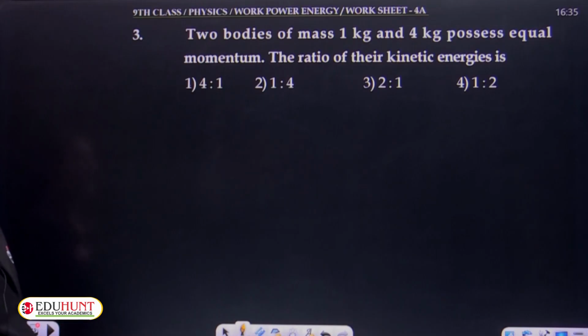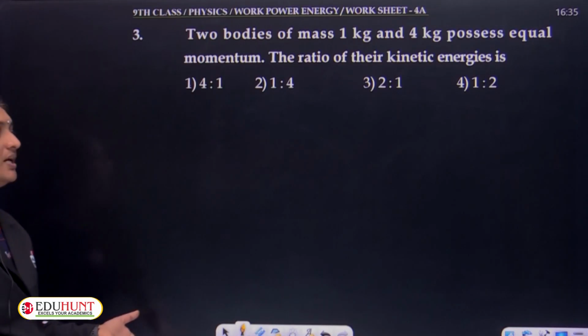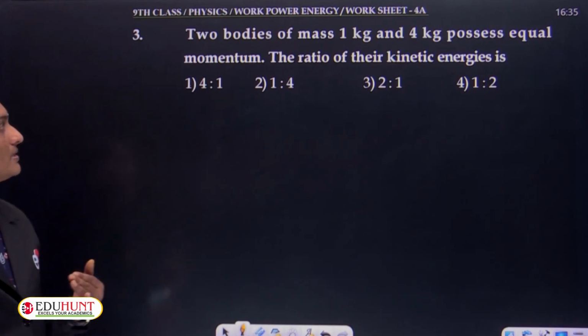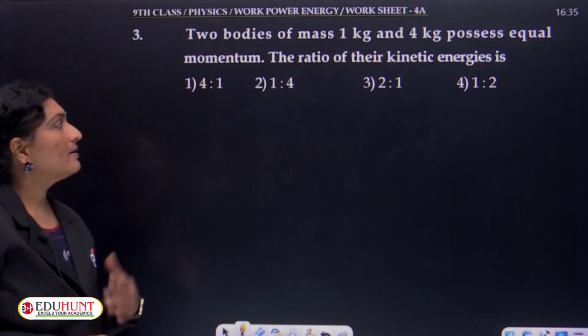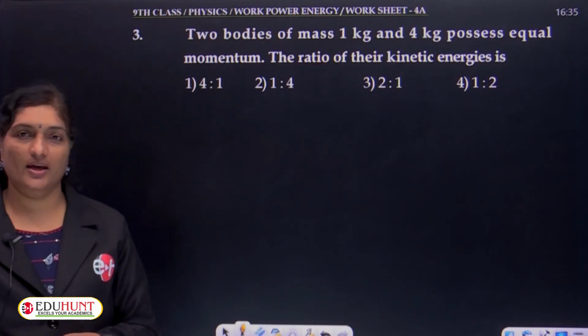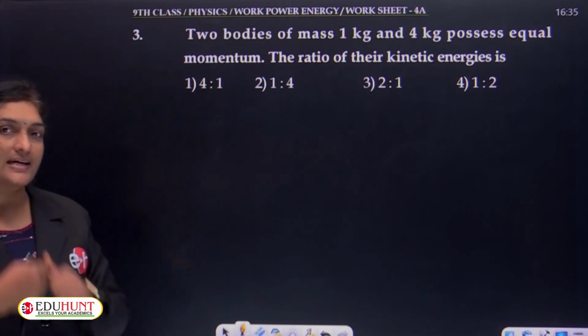Moving ahead with the next question, the third one. Two bodies of masses 1 kg and 4 kg possess equal momentum. What is equal? Momentum is equal. The ratio of their kinetic energy is. So now we are asked to find the kinetic energy.